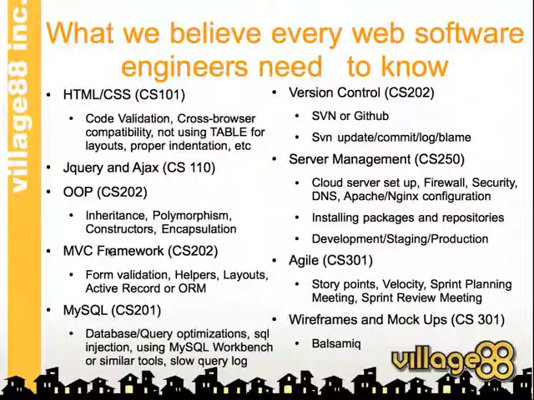MVC framework. Do you know what an MVC framework is? Model View Controller. Have you used a framework before? For PHP, there's CodeIgniter, Zend, Symfony. There are a bunch of other frameworks out there. For Ruby, there's Ruby on Rails. For Python, there's Django and other MVC frameworks. Do you know what these are? And do you know how to use form validation, helpers, layouts, active record, or an object relational mapper? If you don't, again, you're probably an amateur web software engineer. These are the skill sets that we think every software engineer needs to know.